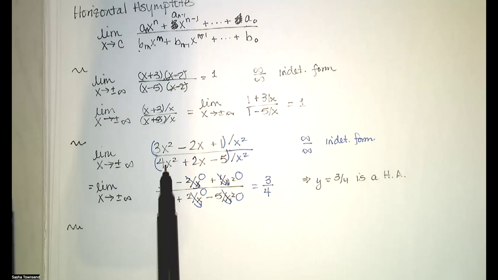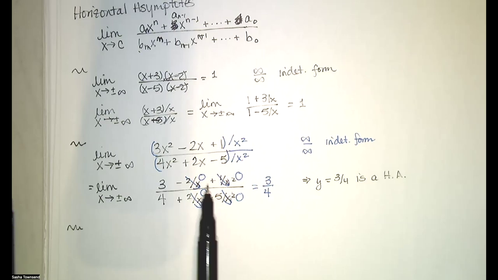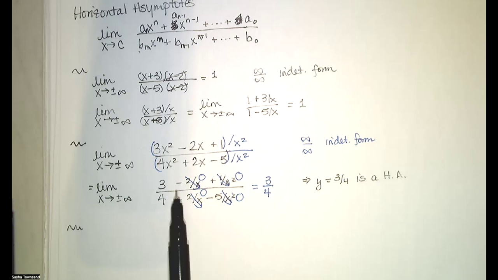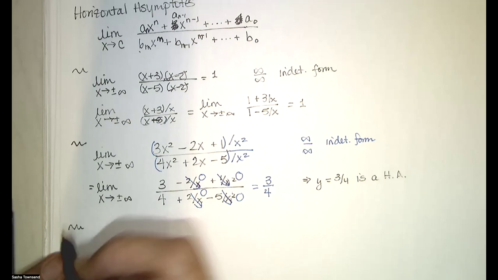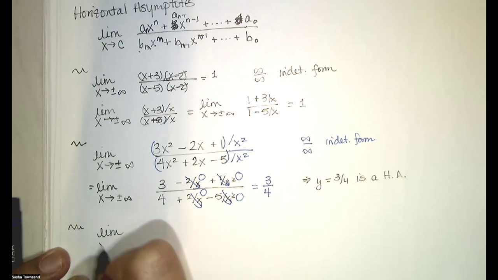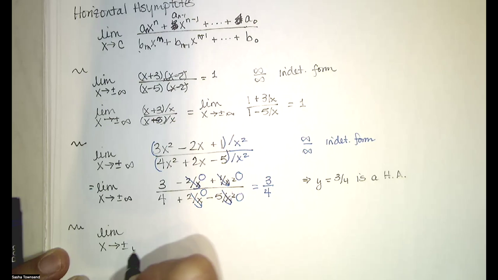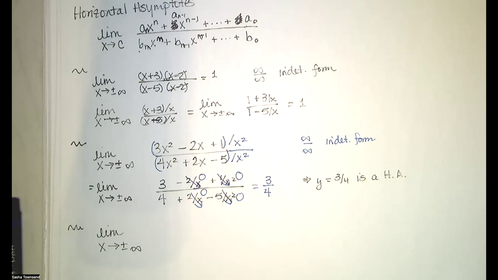Think about this as an infinity over infinity indeterminate form, and then think about why that infinity over infinity indeterminate form could be determined. We could get rid of the fact that it's indeterminate by dividing by the x squared. That gives you the right answer. So let's look at what would happen as x goes to positive or negative infinity if the degrees of the numerator and denominator were not the same.